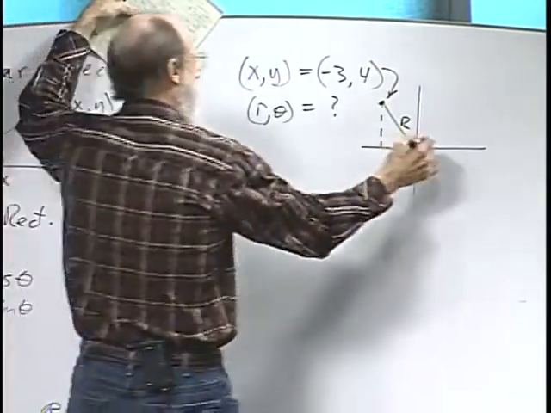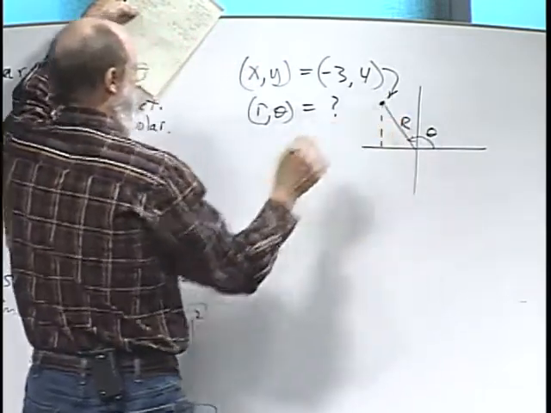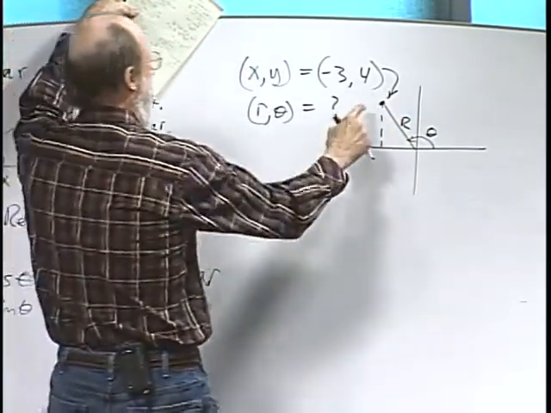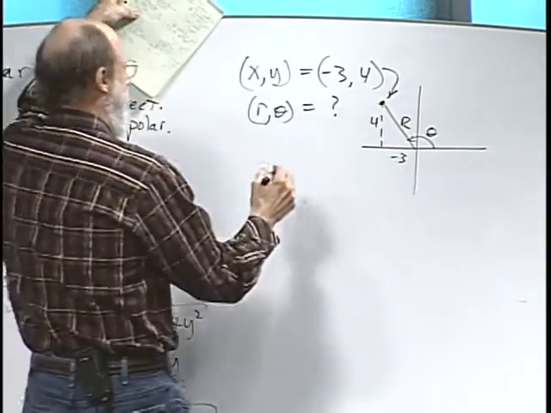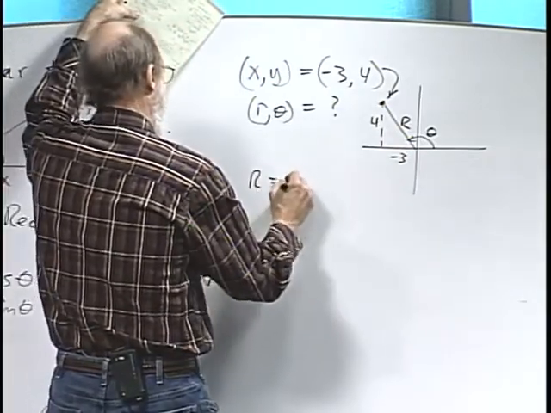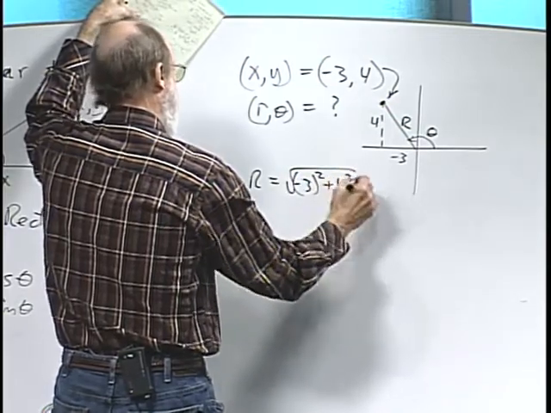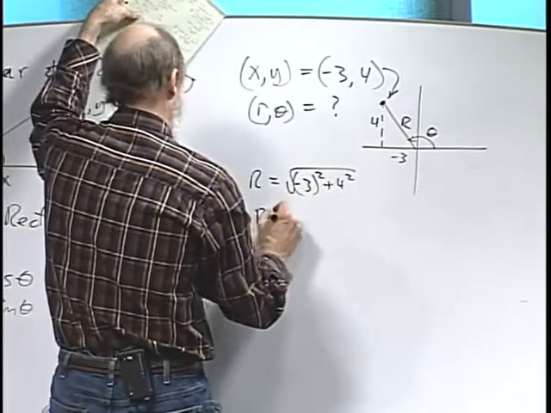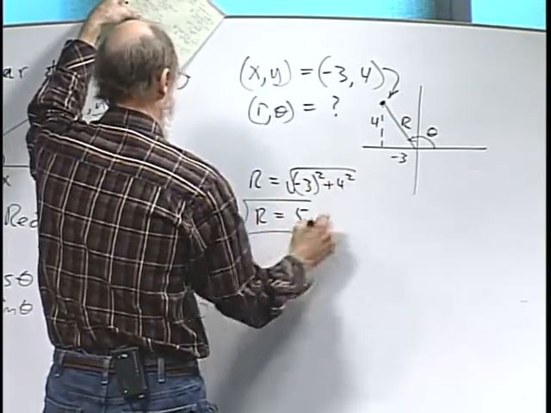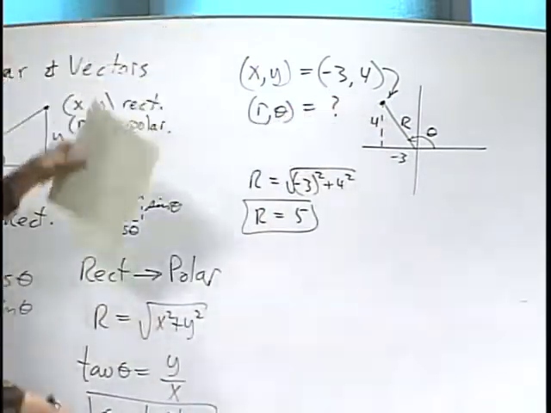I want to know this angle and be able to find that R value. And I can see that I have a 4 reading right here and a -3 right there. And you can see that the R value then is going to be the square root of -3 squared plus 4 squared. 9 and 16 is 25, so R is equal to 5. A classic textbook problem where the legs are 3 and 4, the hypotenuse is 5.